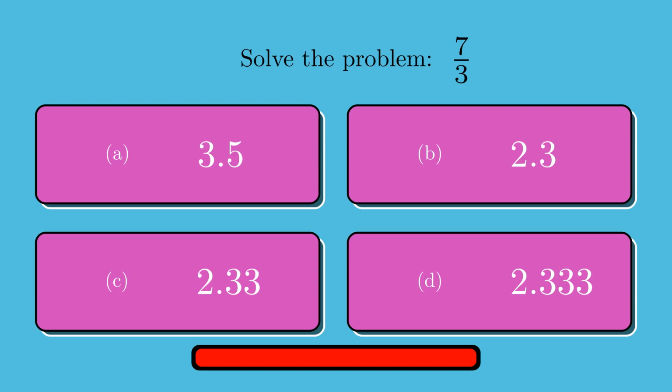You have 10 seconds to solve the problem, 7 divided by 3. Your options are A, 3.3, C, 2.33, D, 2.333. Begin now.